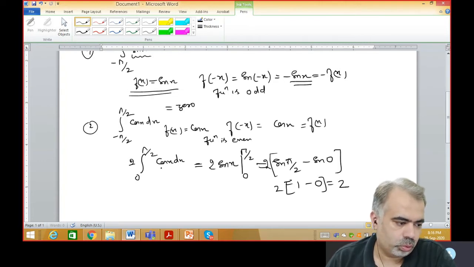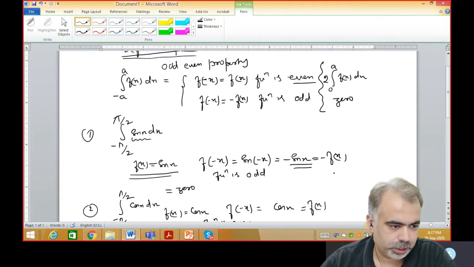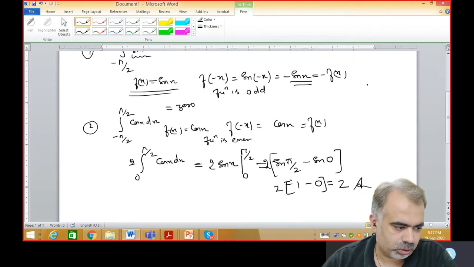So you have to do 2 times the integral from 0 to a of f of x. So this is your answer. I hope you all understand this, and it is very easy. You just have to remember this property: if your function is odd, then your answer is 0. If the function is even, then your answer will be twice the integral from 0 to a of f of x dx. So this is the one property that I would like to discuss over here.